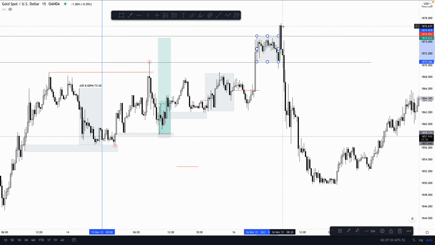Then the market dropped. So first, what happened? The market went to the upside. I did not put a stop loss. This was my first entry of the week. Then people there in the public group, they know about it.